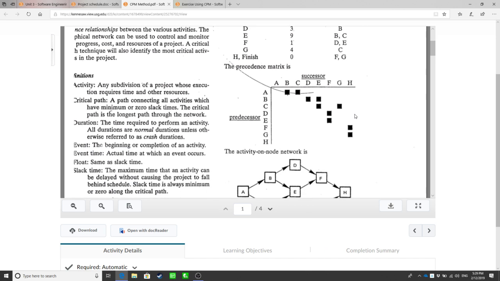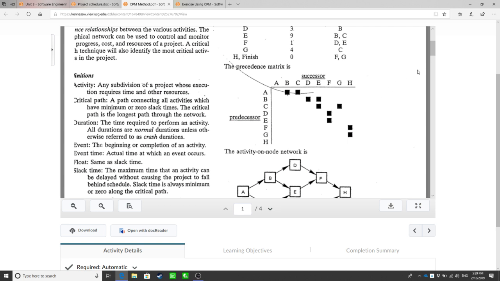All right. And here is another matrix to help express these relations between successors and predecessors. So here we have A as a predecessor, so we need A to be finished in order to do B and C. We need B to be finished in order to do D and E. So this matrix gives you a clearer view of the relationships between all those activities.